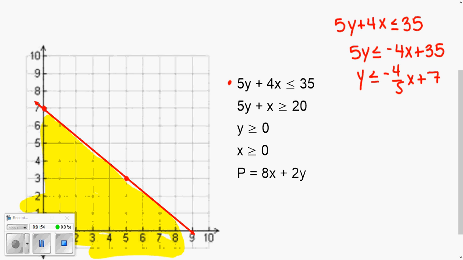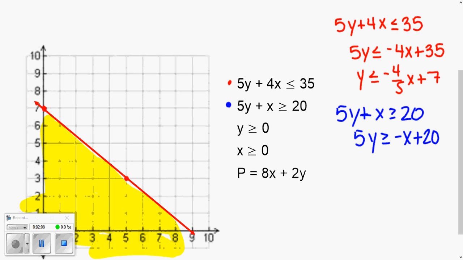All right, next line I'll do in blue. 5y plus x is greater than or equal to 20. I'm going to start by subtracting x from both sides. I get 5y is greater than or equal to negative x plus 20. And dividing by 5 gives me y is greater than or equal to negative 1/5 x plus 4. That is a line that starts at positive 4, goes down 1 over 5. Also solid, again, your constraints usually are.